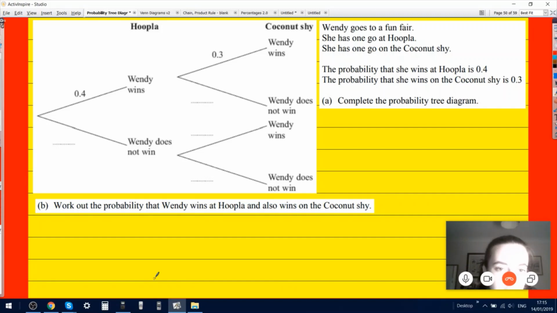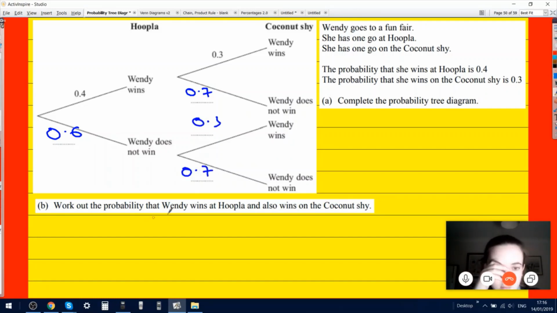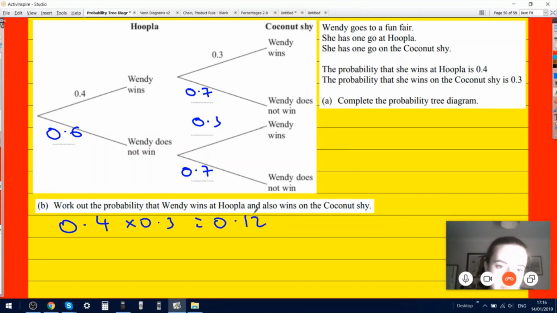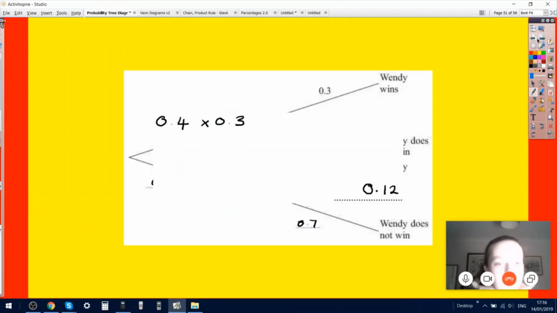The does not win Hoopla is 0.6. Mm-hmm. And then 0.7, 0.3, and 0.7 again. Probability she wins Hoopla and also wins Coconut Shy. 1.2. That would be adding them. 0.12. Yes. So equals 0.12. And in general, you multiply across a tree diagram and you add up and down. Now let me go back.